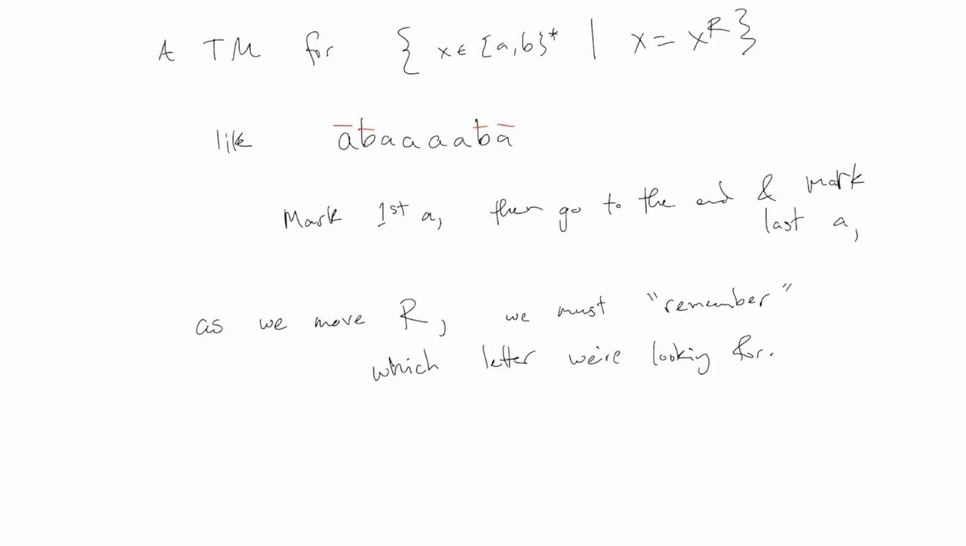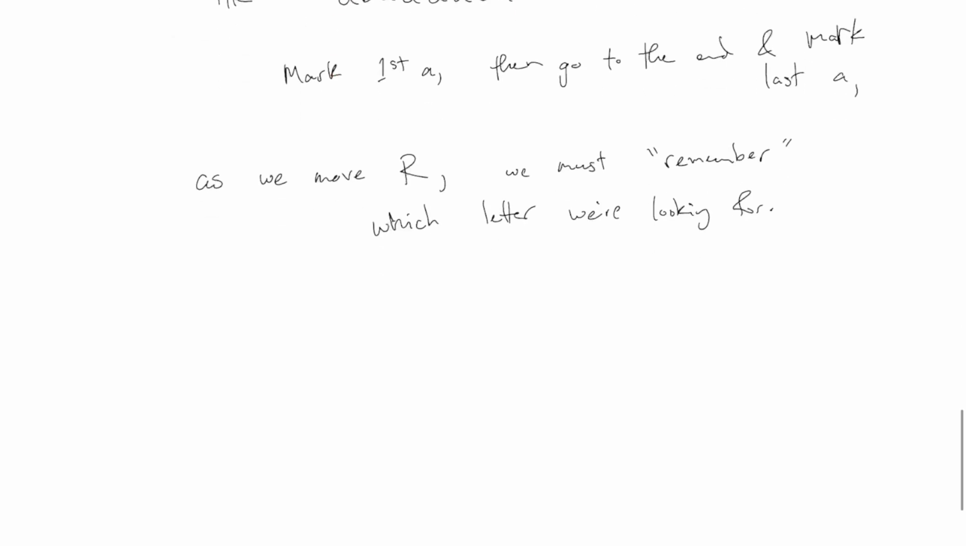All right, this is different from our other examples, like A to the N, B to the N. You always see A first, and then you mark it with a B. And then you go back, you mark A at the beginning and B at the end. It was always the same every time, but this is different. It could be A's at the beginning and an A at the end, or it could be a B at the beginning and a B at the end. So as we move to the right, we must remember which letter we're looking for.